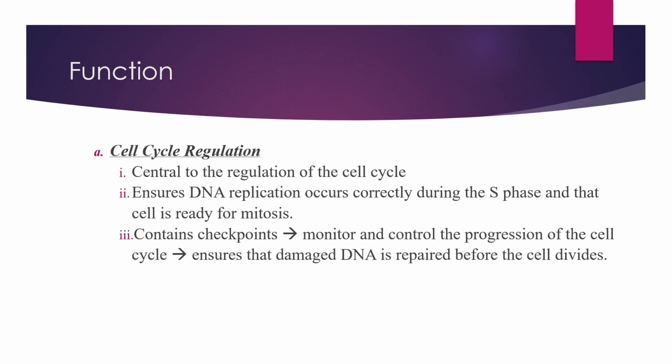Lastly, we have cell cycle regulation. The nucleus is central to the regulation of the cell cycle. It ensures that DNA replication occurs correctly during the S phase, and that the cell is ready for mitosis, otherwise known as cell division. The nucleus also contains checkpoints that monitor and control the progression of the cell cycle, ensuring that damaged DNA is repaired before the cell divides.